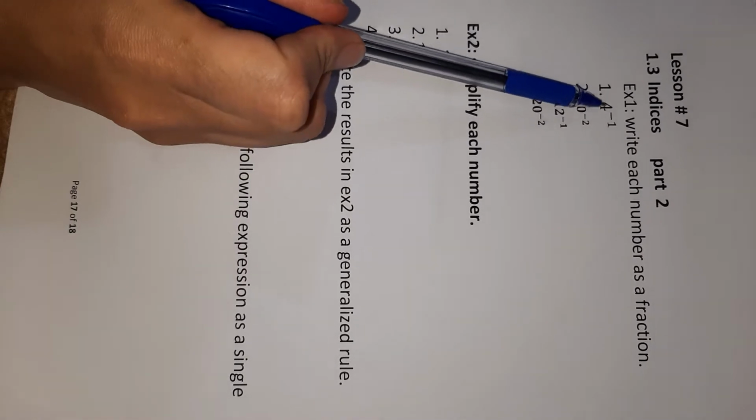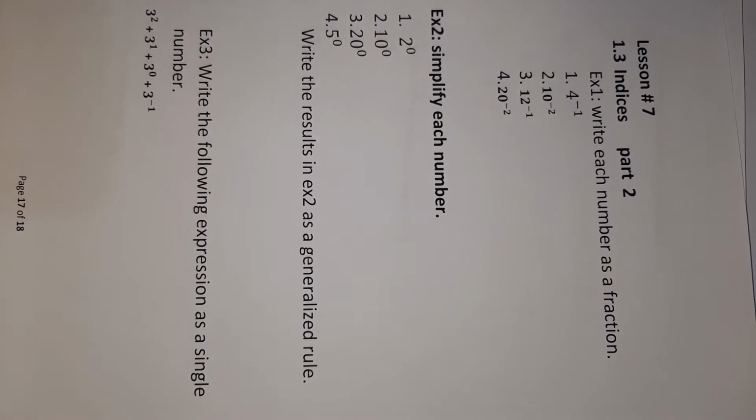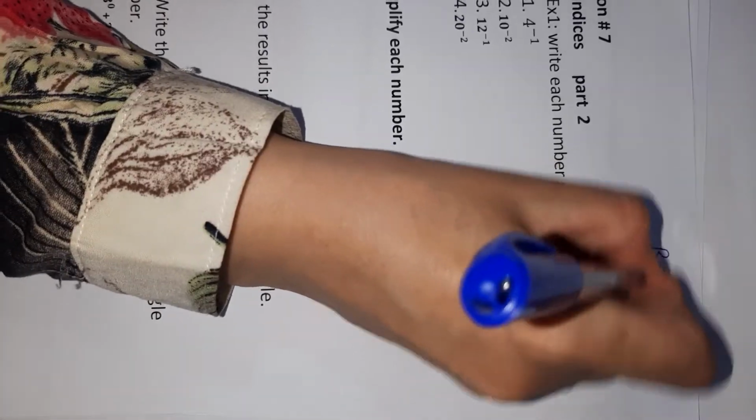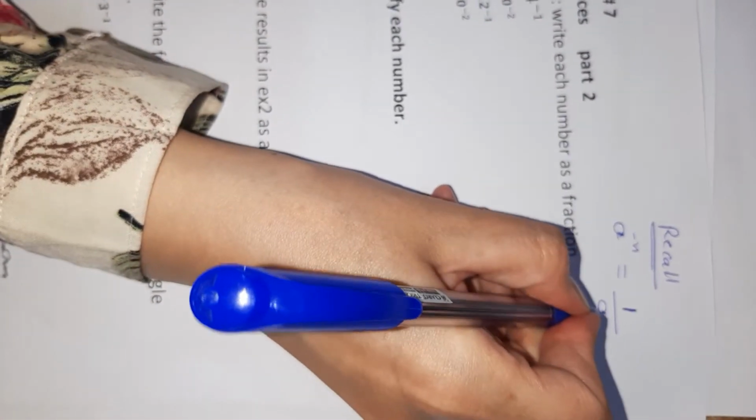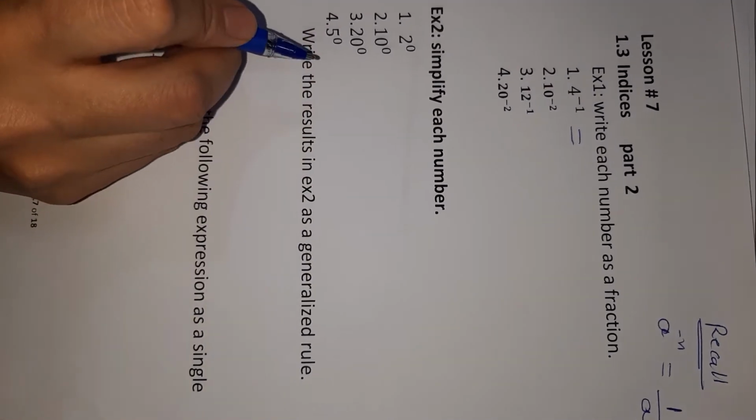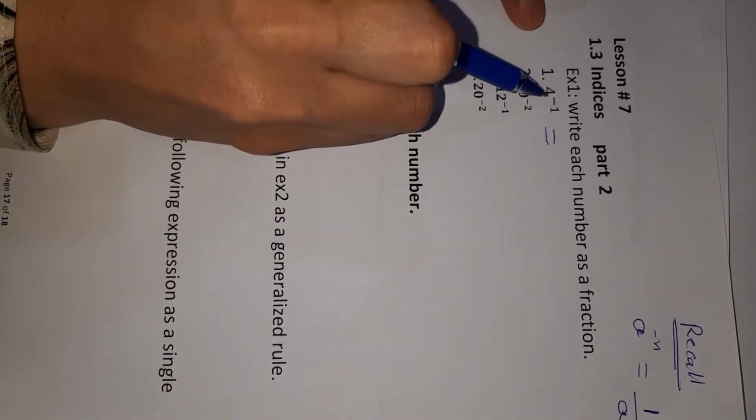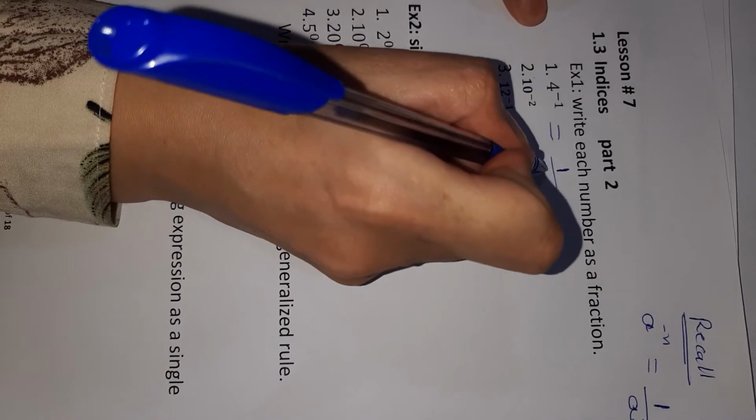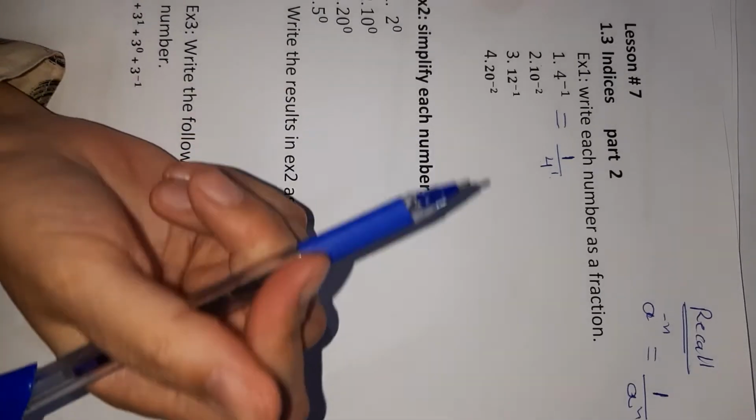Here, there is a negative power: 4 to the power negative 1. We took a rule, recall. If you have a to the power negative n, it equals the fraction 1 over a to the power n. I will use this rule to solve this question. 4 to the power of negative 1 means 1 out of 4 to the power of positive 1. 4 to the power of 1 equals 4.